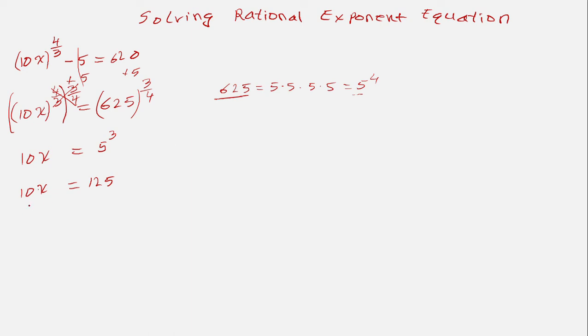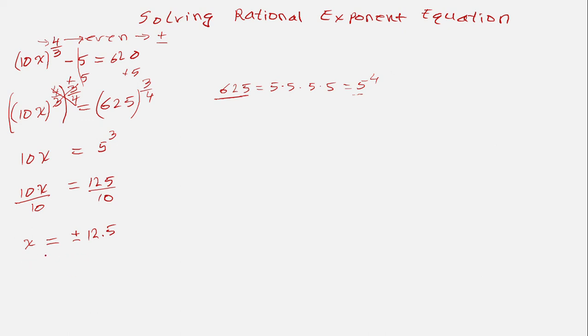All that we need to do to solve for x now is divide both sides by 10. So our x is 12.5. But since we had an even power here, 4 is an even number, then we are going to have plus and minus, one positive, one negative answer. And that should also make sense right here, because we are taking the 4th root, an even root, right? So if you take an even root, then we are going to have plus and minus.